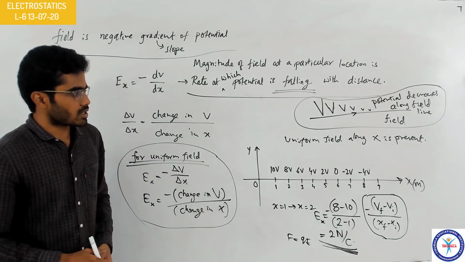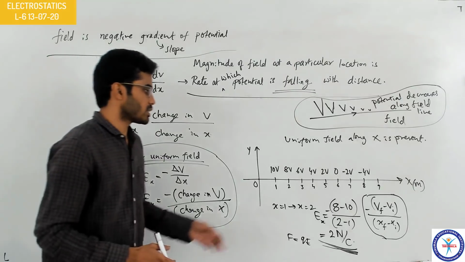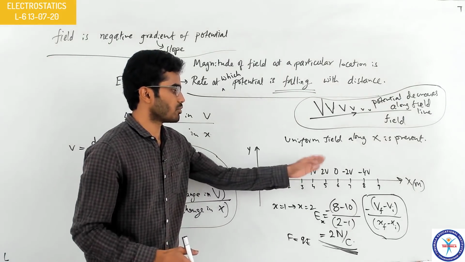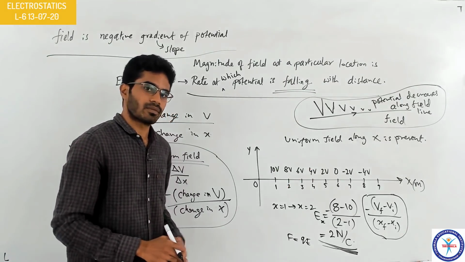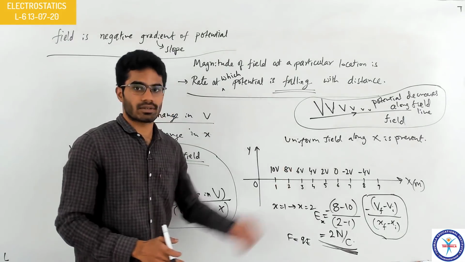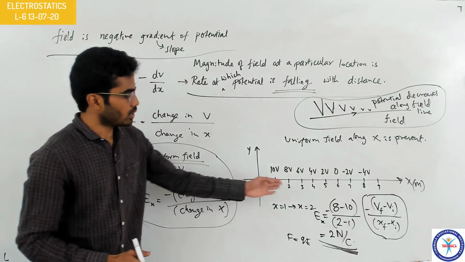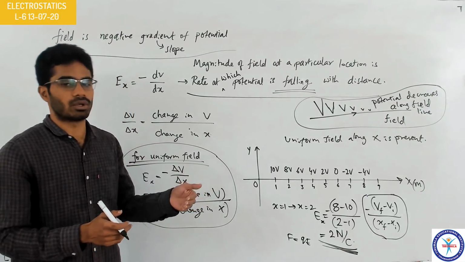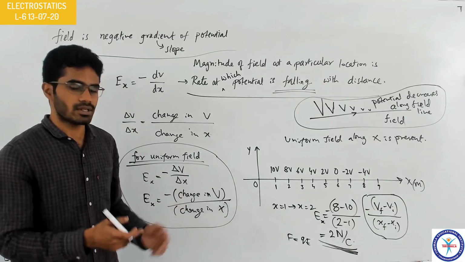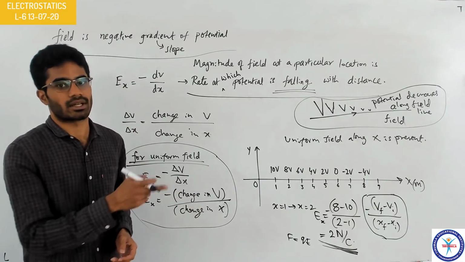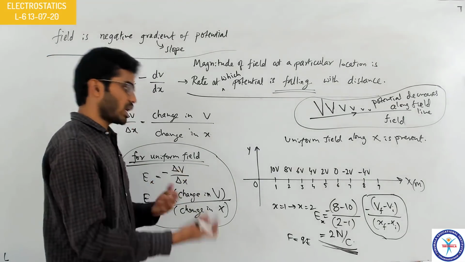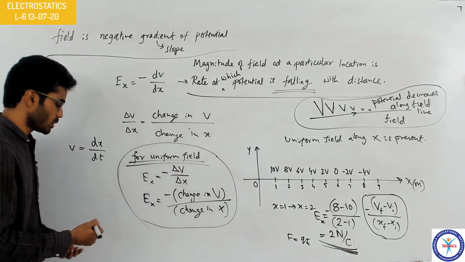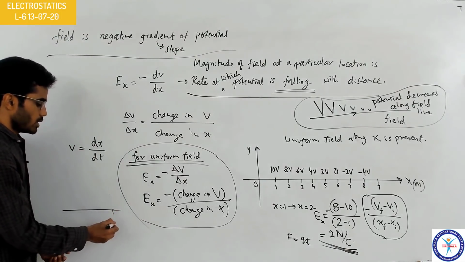So if this is slightly different, if I say this is 10, 9, 8, 7, so on, in the decreasing order, 10, 9, 8, 7. Now for 1 unit, 1 volt is decreasing. It is decreasing by 1 volt. That means the field strength is 1 Newton per coulomb in x direction. Now quickly you have to do this just by looking at it.